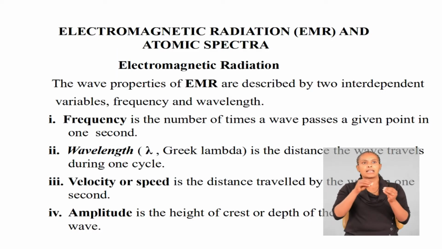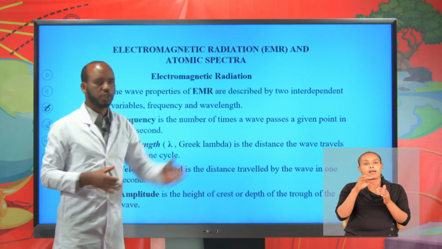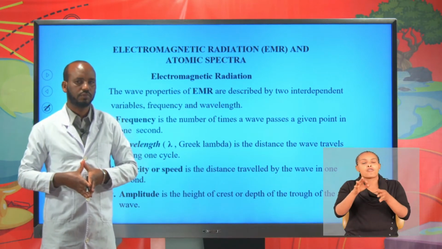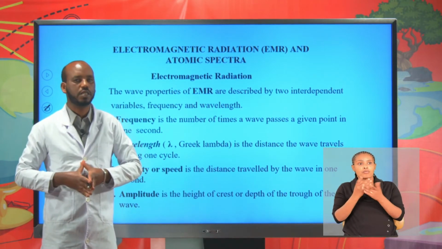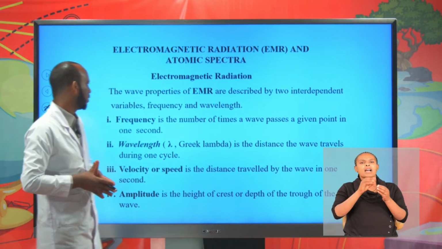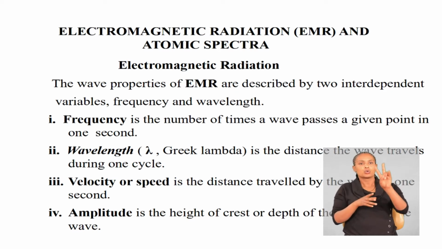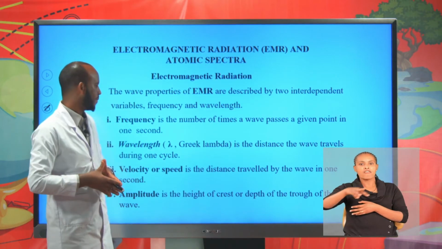Electromagnetic radiation and atomic spectrum. Electromagnetic radiation is the emission and transmission of electromagnetic radiation in the form of electromagnetic waves. The wave properties of electromagnetic radiation are described by two interdependent variables, which are frequency and wavelengths.